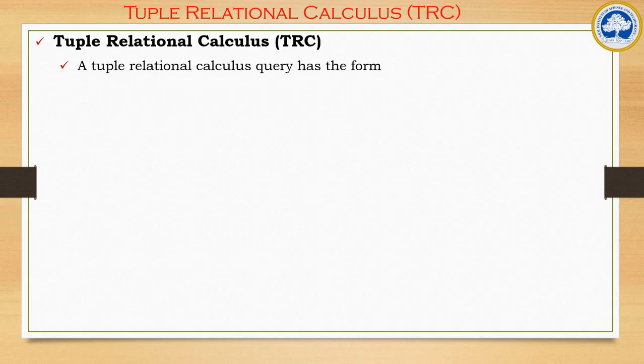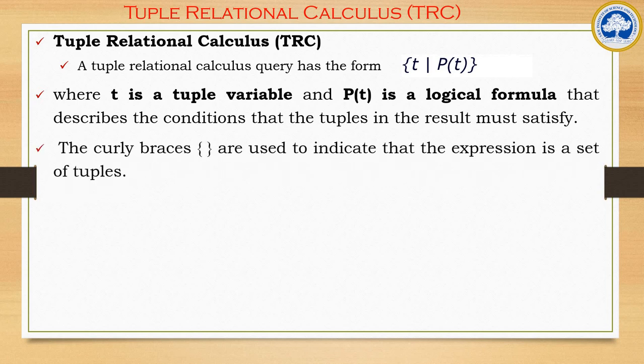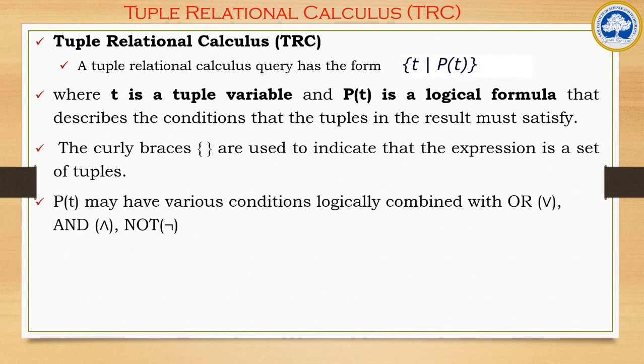Tuple relational calculus has a query format: {t | P(t)}. T denotes our tuple variable, and P(t) is a logical formula that describes the conditions that each and every tuple in the result must satisfy. The curly braces indicate that the expression represents a set. P(t) has various conditions, which may combine the logical operators and, or, not. Everything can be applied here, and it also uses quantifiers.